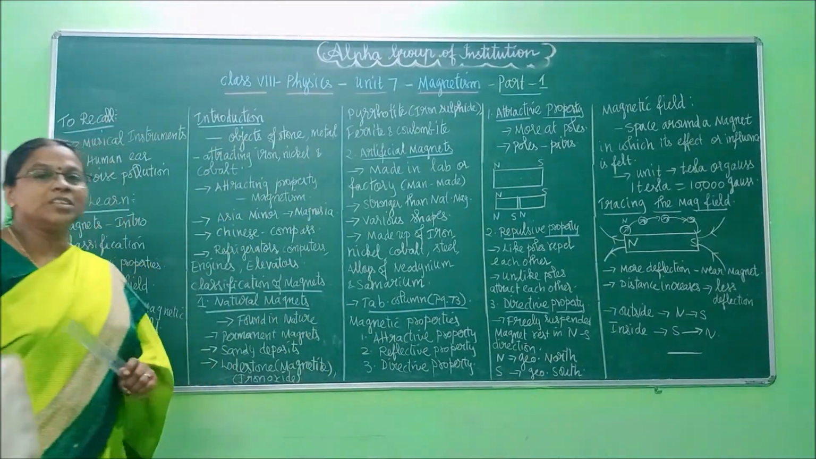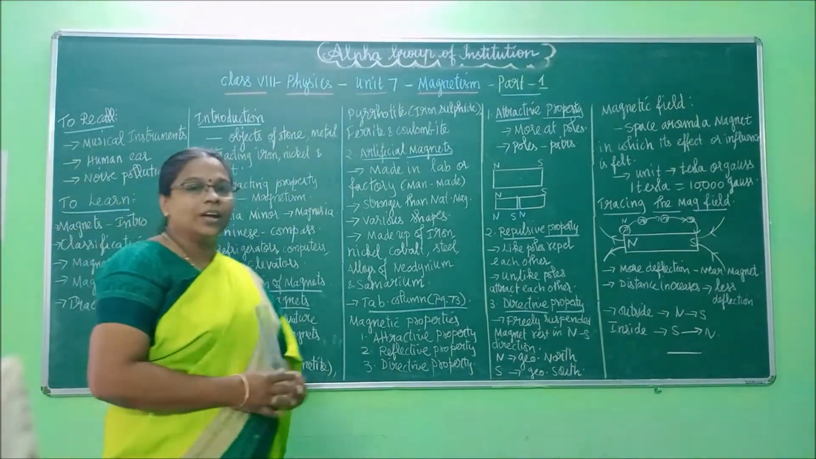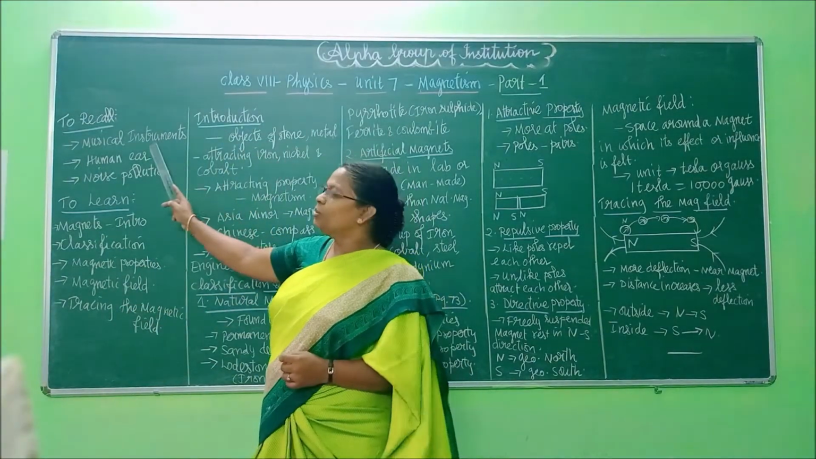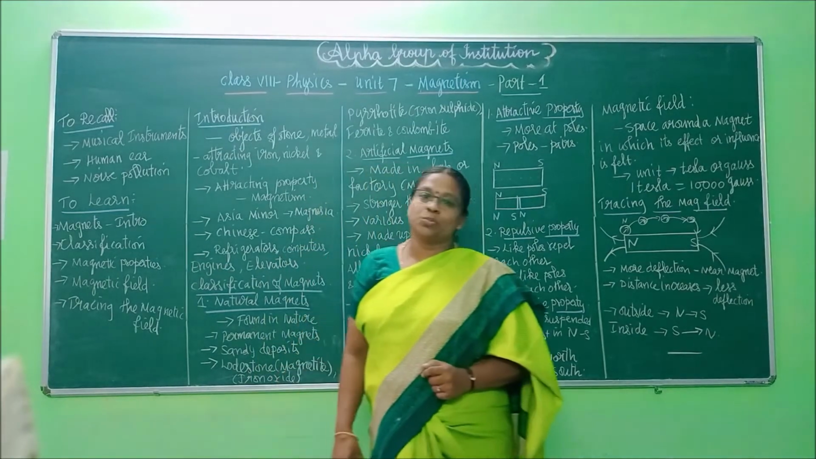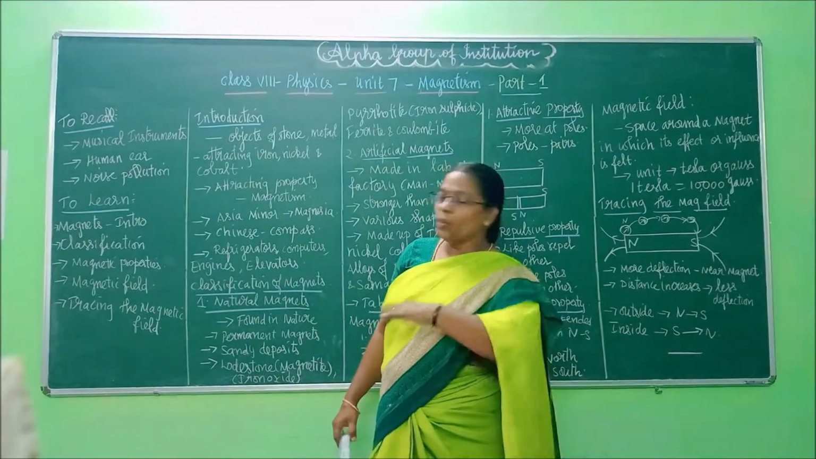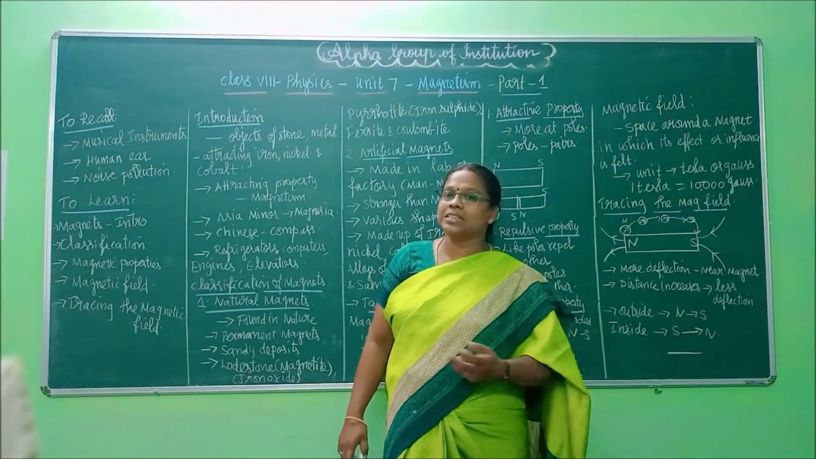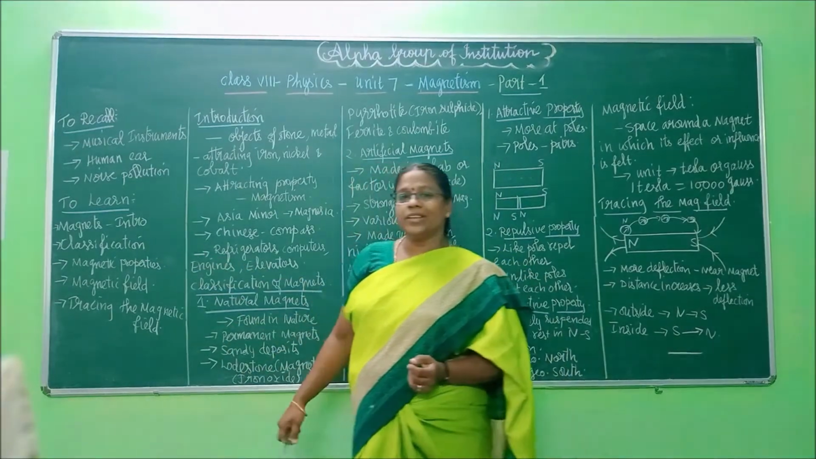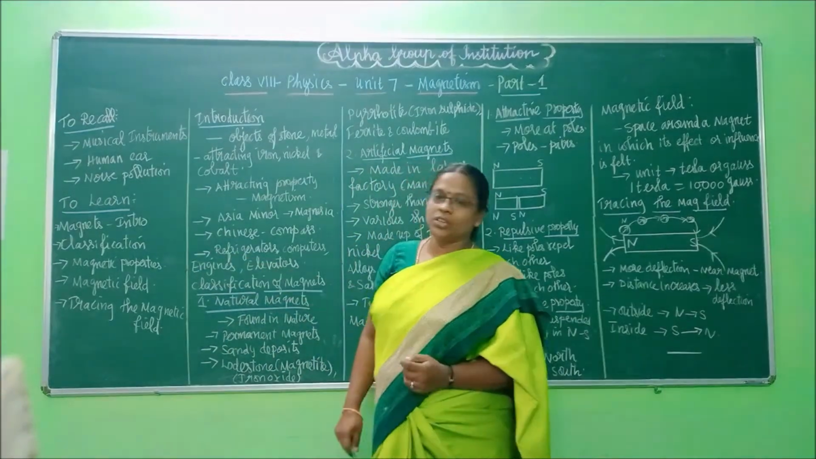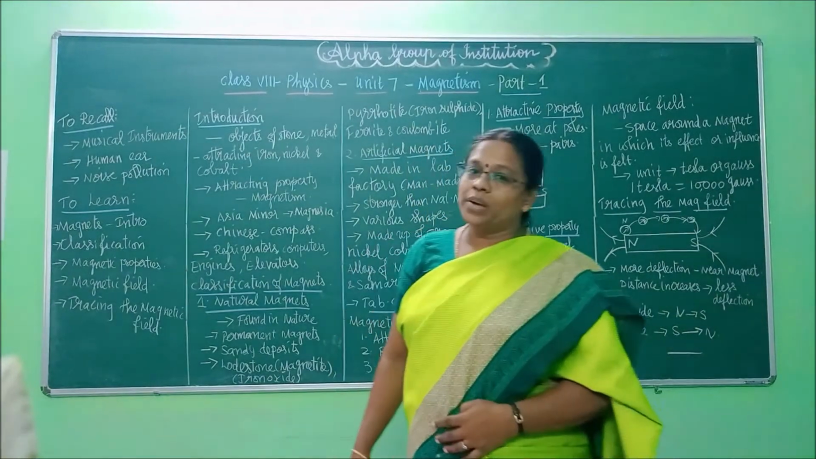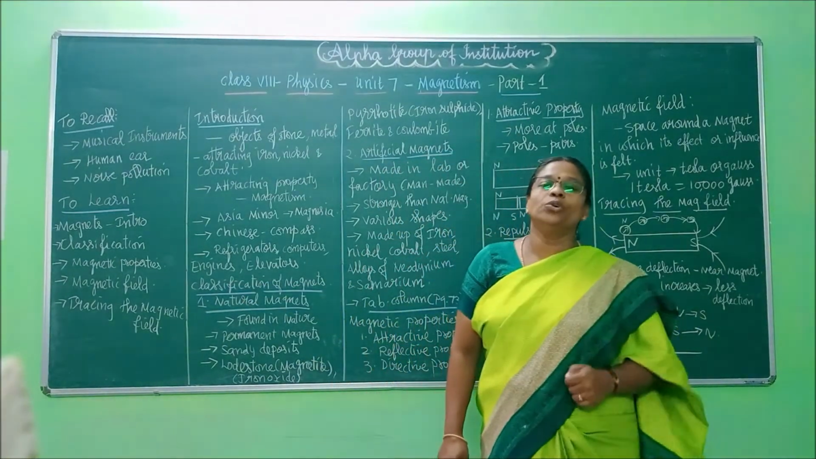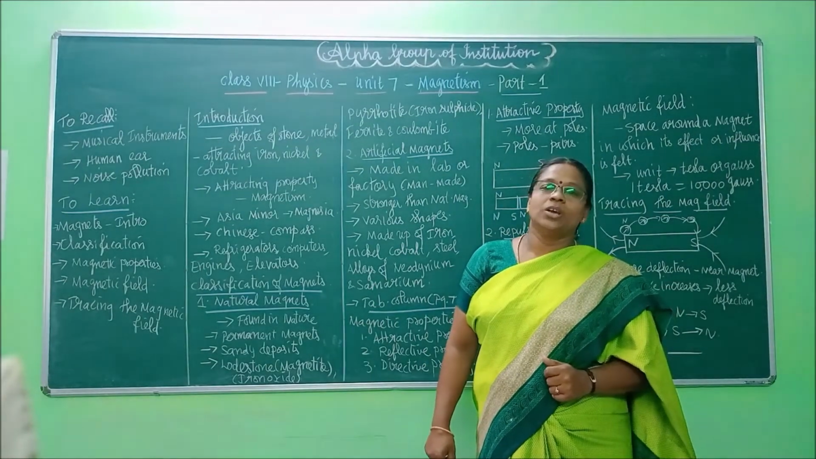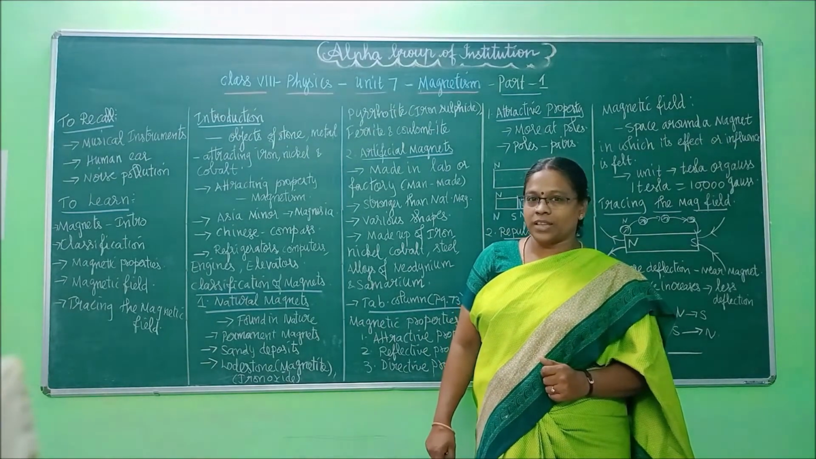Right? So now in the previous class, what contents had we learned? We have learned about musical instruments, we learned about the human ear, and we learned about noise pollution. Right? Now in this content, we are going to learn some introduction about magnets and their classification, what the magnetic properties are, and what a magnetic field is and how to trace the magnetic field. So those are the components we are going to see now.